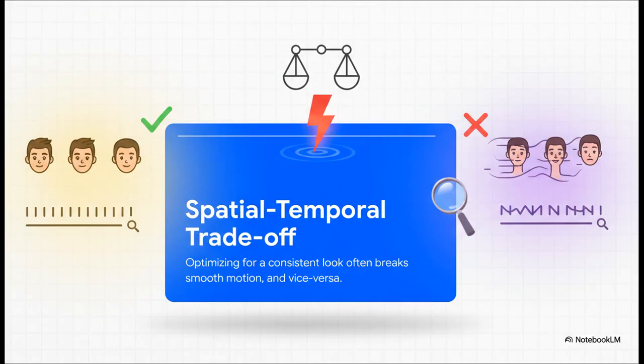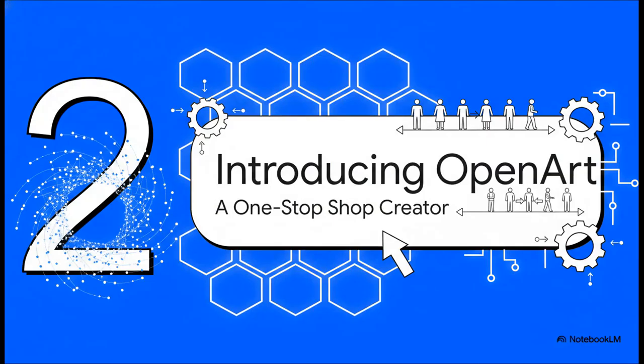And look, the first thing you need to know is this isn't your fault. It's a fundamental technical problem in AI, and it has a name: the spatial-temporal trade-off. Sounds complicated, but it's pretty simple. Spatial just means the look, the face, the clothes, everything in a single picture. Temporal is the motion between the pictures. And here's the problem: they're fighting each other. If you crank up the consistency to keep the look perfect, the motion gets all weird and choppy. But if you focus on making the motion smooth, the character's face starts to, well, melt. It's a constant battle.